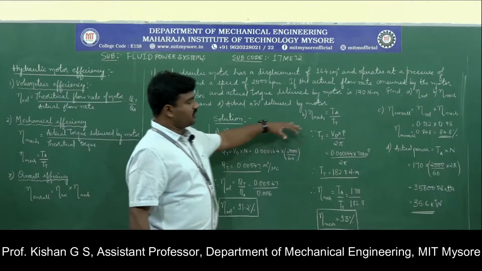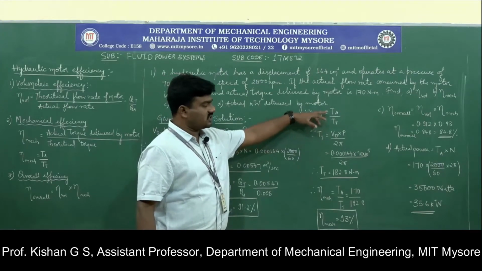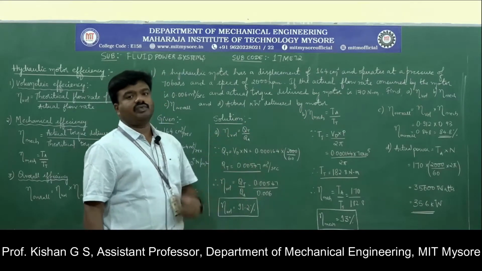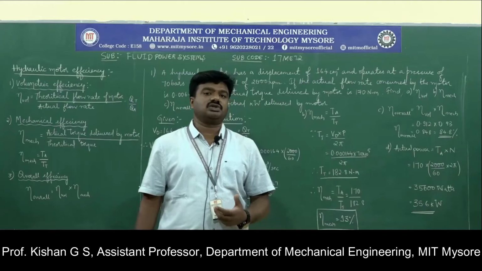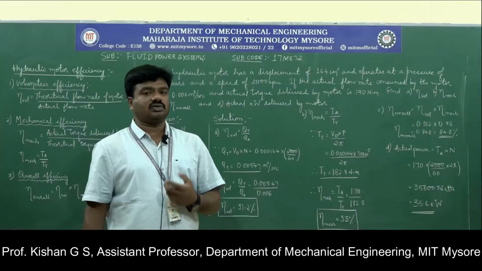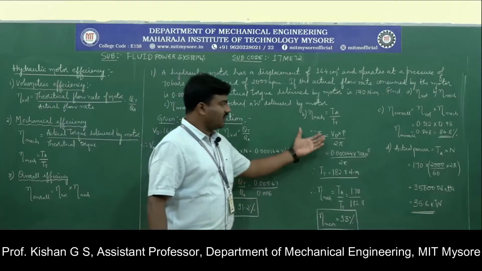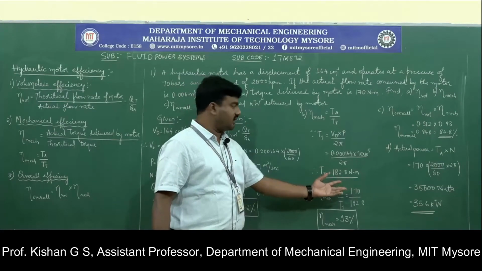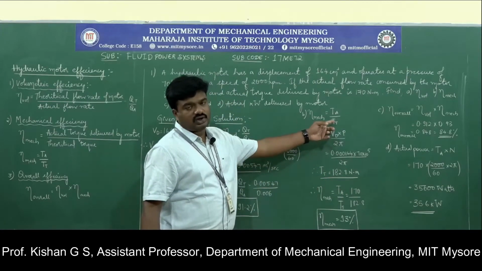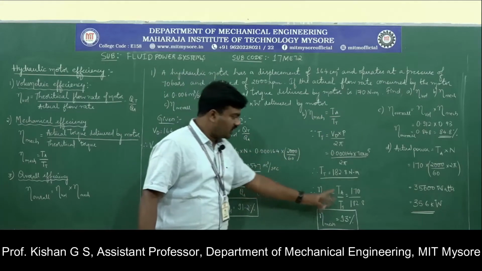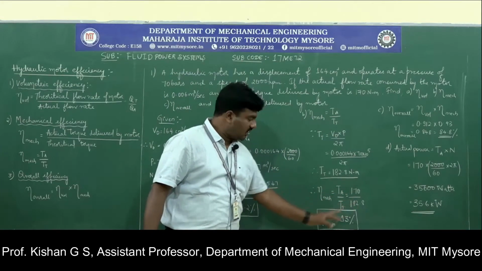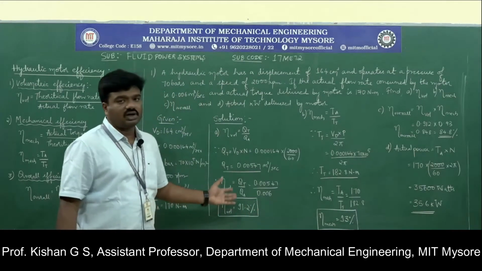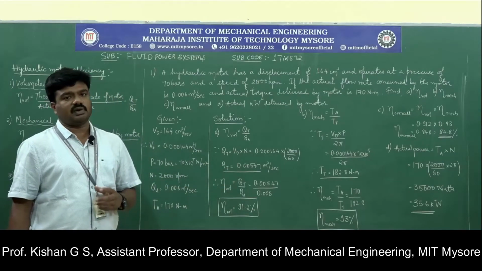Followed by the second parameter to be identified, that is mechanical efficiency. It is TA by TT. TA is given as 170 Nm, but we have to identify the value of TT. The value of TT is identified using VD into P by 2 pi. We have taken down the equation for that. Substituting the values directly, you will get TT as 182.8 Nm. Substitute the value of TT in the equation to identify mechanical efficiency: 170 divided by 182.8. Hence the value becomes 93%. The value we get will be in terms of a number, so we have to convert that into percentage by multiplying by 100.